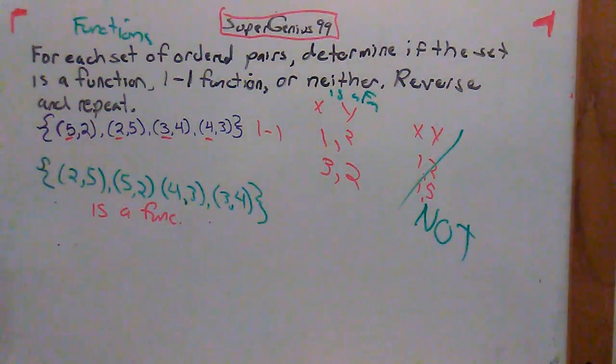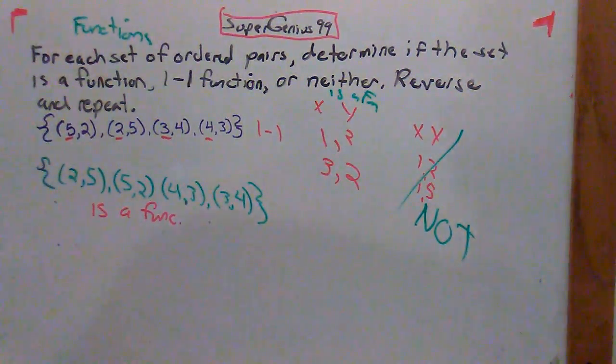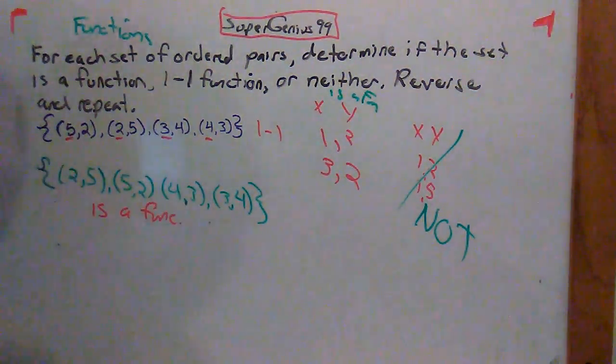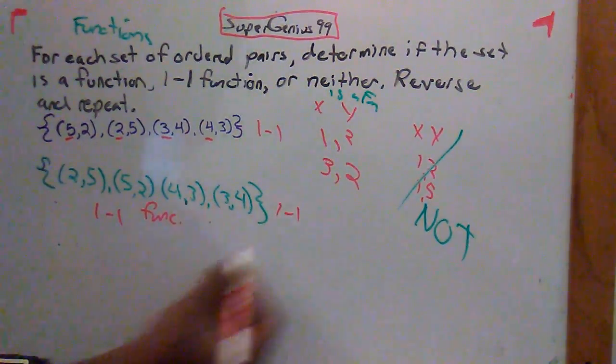Now, do any of your y values repeat? 5, 2, 3, 4. No. See, 5, 2, 3, 4. None of the y values repeat, so this is not just a function. This is a one-to-one function. Okay.